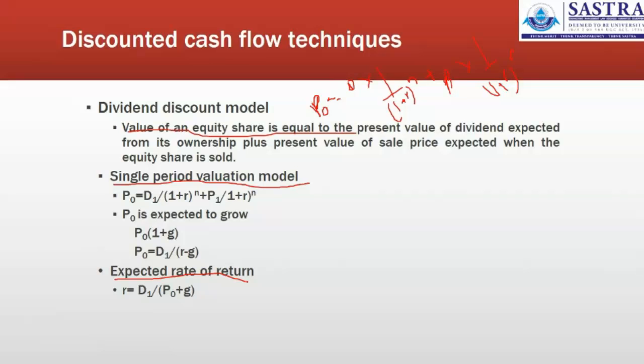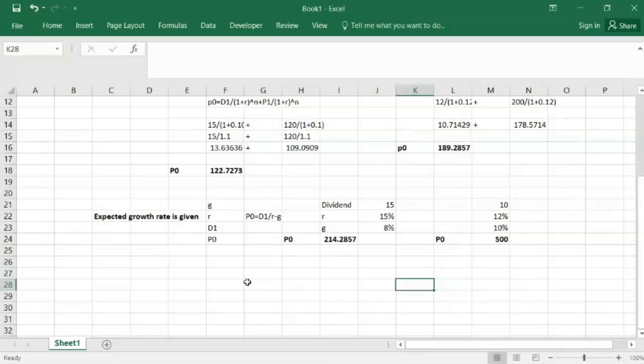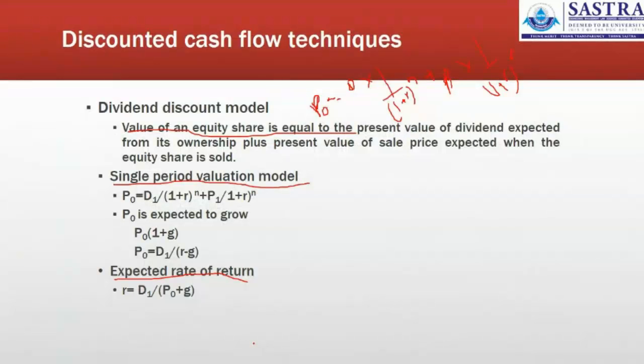It is very similar to the previous one. Previously, we calculated P0 is equal to D1 divided by R minus G. Now we are taking out the R: R equals D1 divided by P0 plus G. You can take this for this particular calculation.